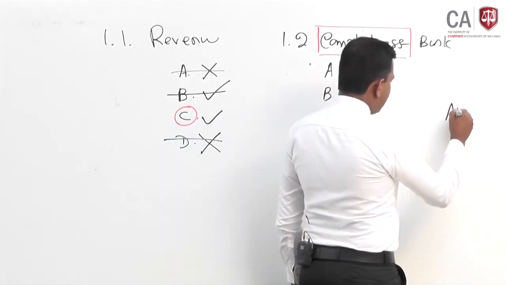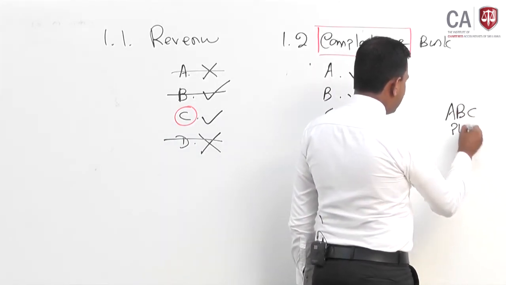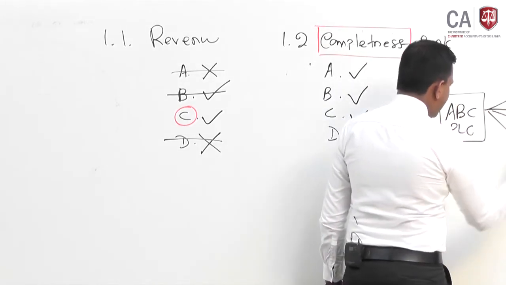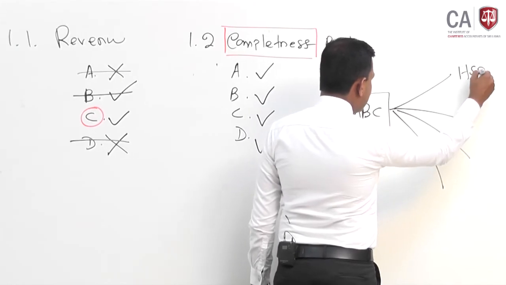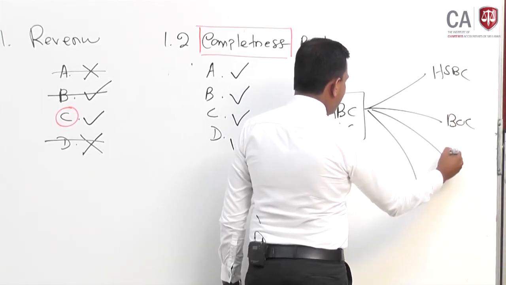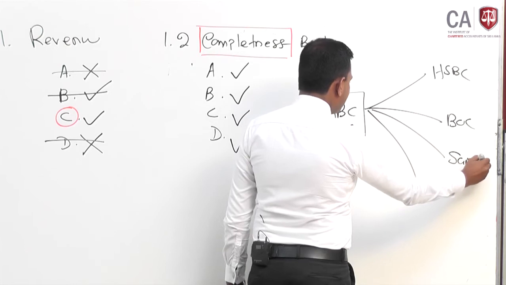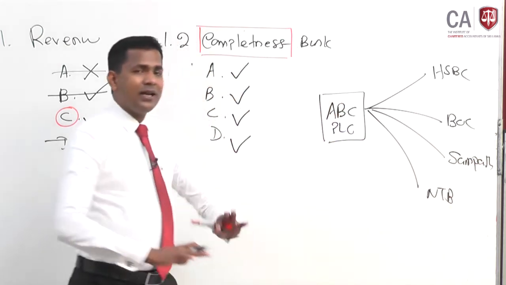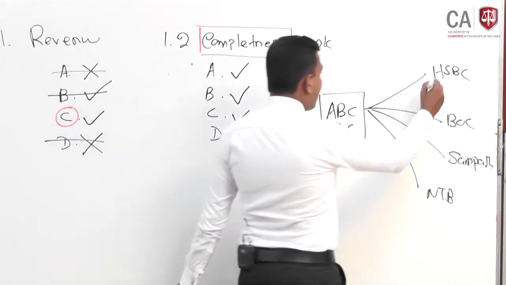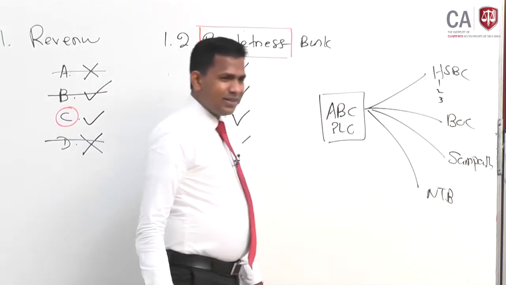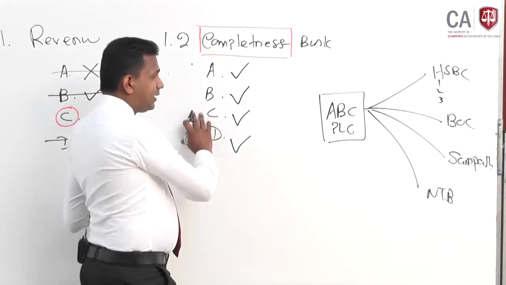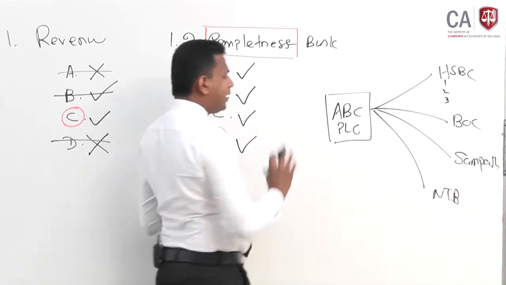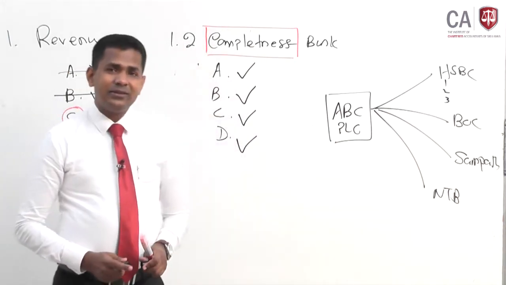ABC Private Limited, ABC PLC. They are dealing with several banks: HSBC, BOC, Sampath, NTB. Likewise, they are dealing with several banks. Under HSBC, you have three bank accounts. Now you need to ensure, as an auditor, whether all these bank accounts have been correctly recorded in the ABC PLC. That's the goal.